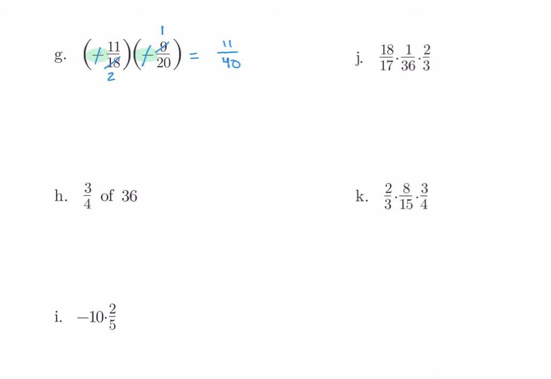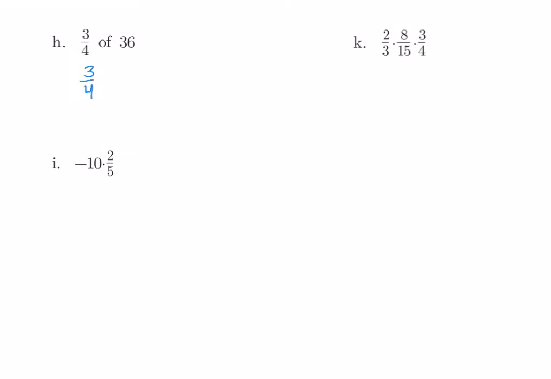All right, let's look at some numbers. Let's look at some problems that involve whole numbers. Example H, we have 3/4 of 36. So the first thing that I want to do is bring down my 3/4. I'm going to rewrite "of" as my multiplication sign. And my whole number, I want to write it as a fraction. So I'm going to write it as 36 over 1.